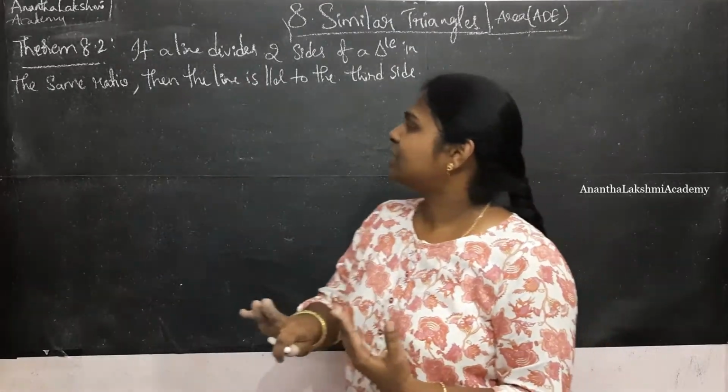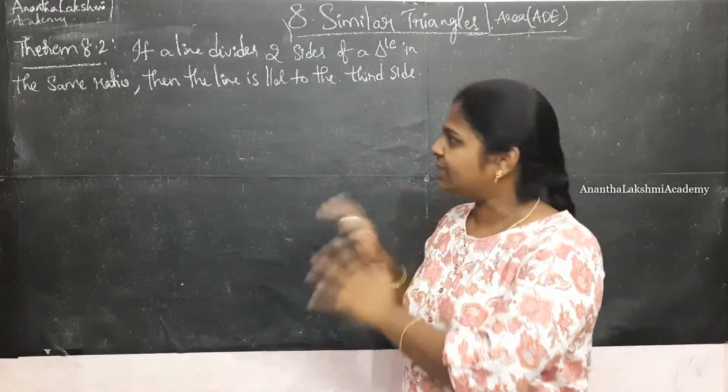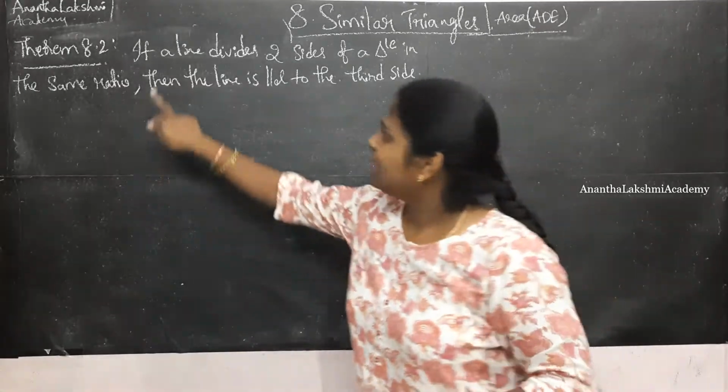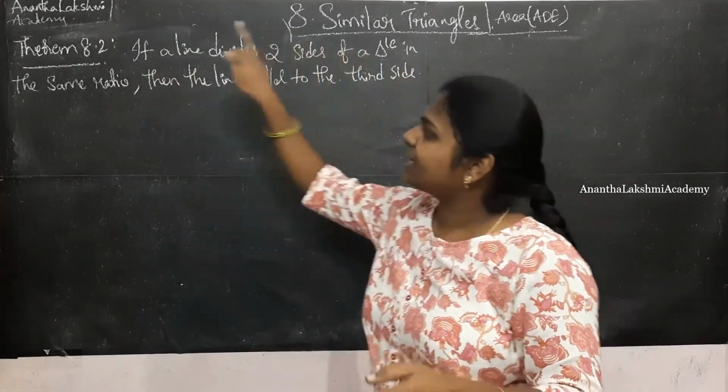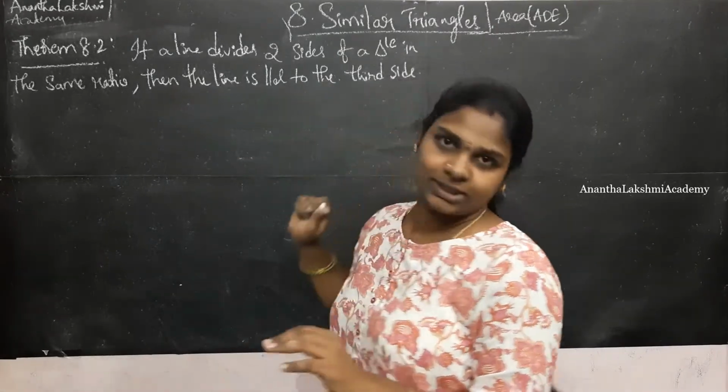In the basic proportionality theorem, what did we say? If a line is parallel, then the sides' ratio is equal. Here it is the other way. If a line divides two sides of a triangle in the same ratio, in equal ratio, then the line is parallel to the third side.